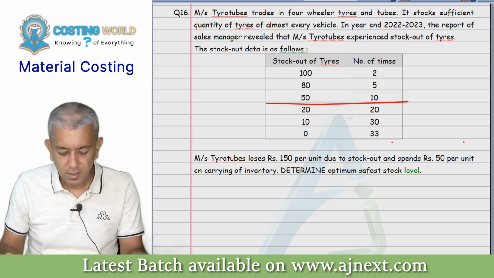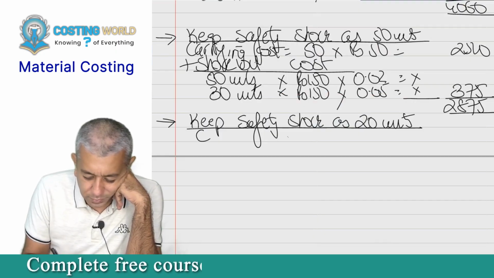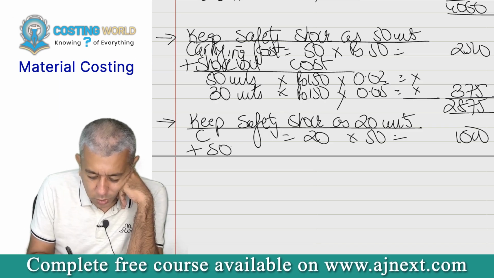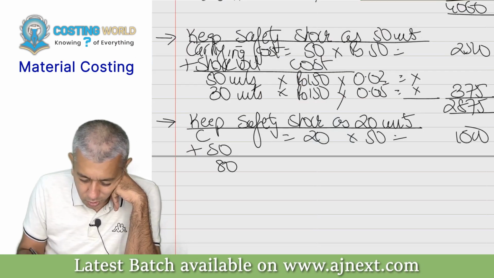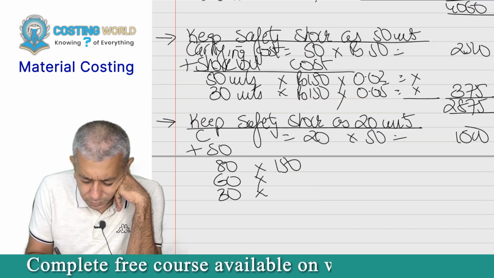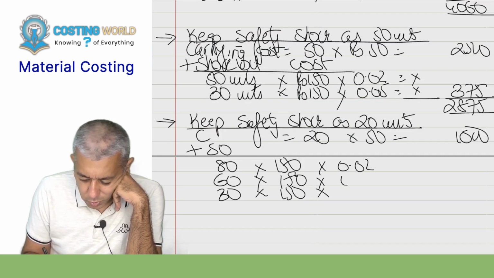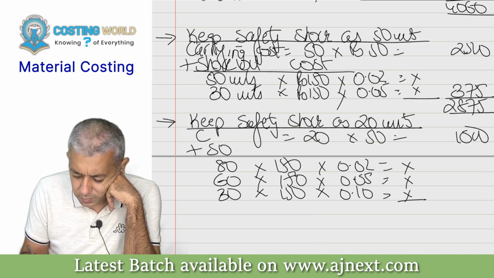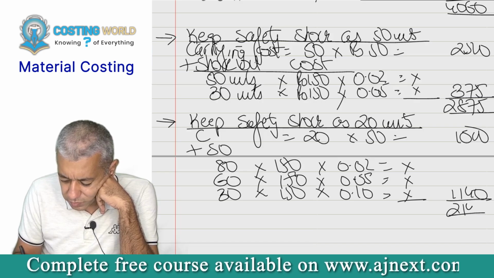Finished? Okay, so next I'm trying to do it super fast. Carrying cost will be 20 into 50, that should be 1000, plus stock out cost. If you're going to be keeping stock of 20, then 80 units can be stock out, 60 units can be stock out, 30 units can be stock out. Correct, no? 150, 150, 150, 0.02, 0.05, 0.1, no? Total of all these things is how much? 1140. So 2140. Okay.